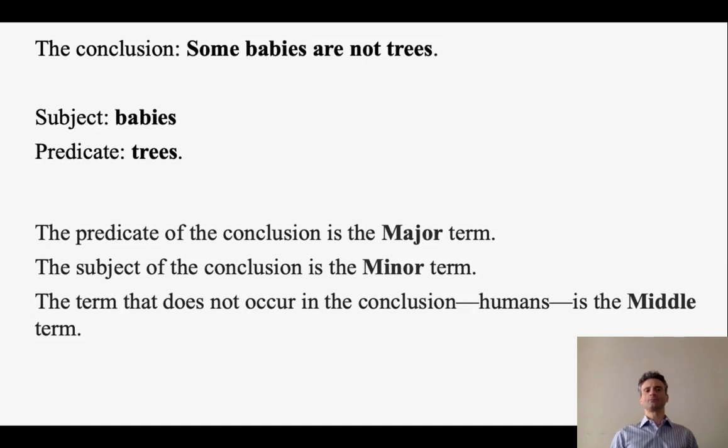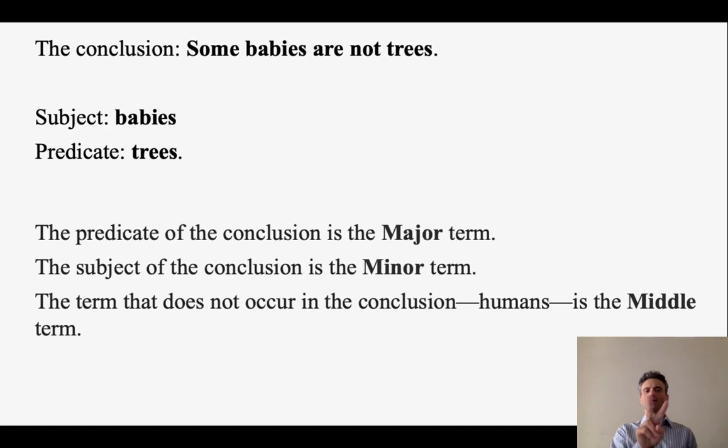Now, how do we identify the major and the minor term? That's very simple. If a syllogism is in standard form, you have to look at the conclusion. The conclusion in the previous example is some babies are not trees. Now notice that babies is the subject term and trees is the predicate term. So we look at the conclusion, we identify the predicate term of the conclusion. And the predicate term of the conclusion is going to be our major term.